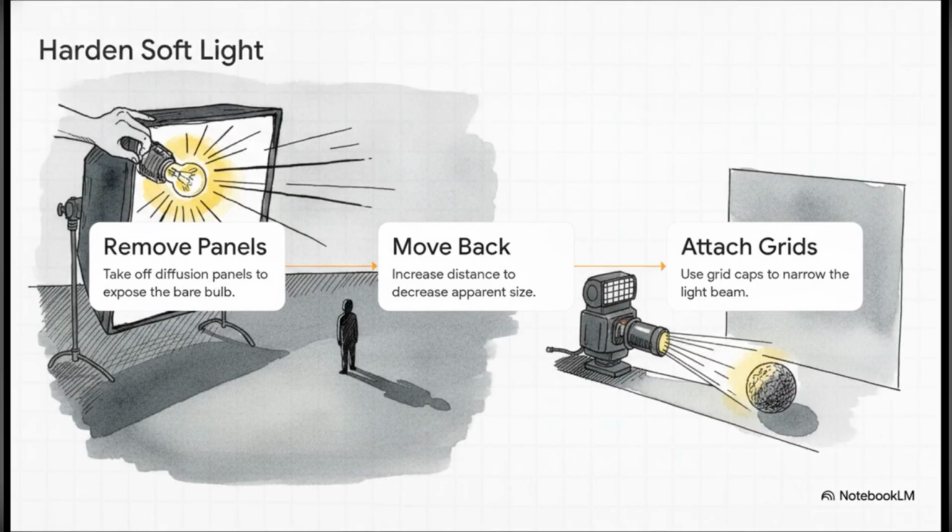On the flip side, what if your shot is looking a little bit too flat and you really need to dial up the drama? Well, here is how you harden soft light. Step 1, strip it down. Rip off those diffusers and expose the bare bulb. Step 2, leverage that distance again, but this time, move the light farther back to rapidly decrease its apparent size. And step 3, if you need even more focused control, attach a grid or a snoot. This is going to narrow the beam, ensuring the light hits from a concentrated, exceptionally small point, which instantly snaps those shadow edges right back to crisp, high-contrast lines.